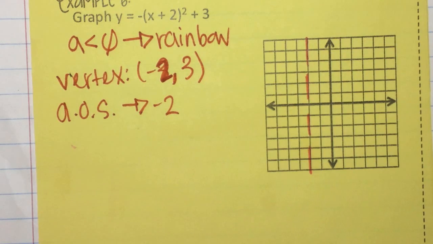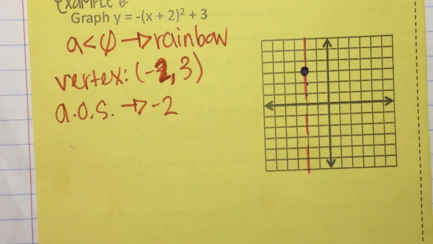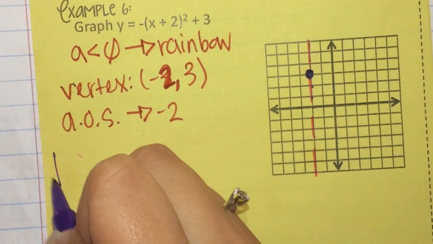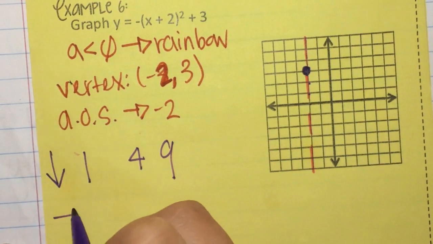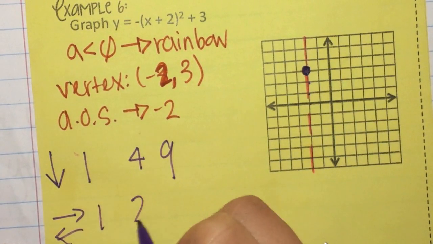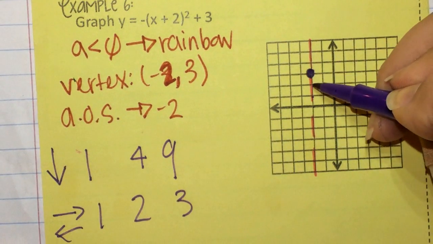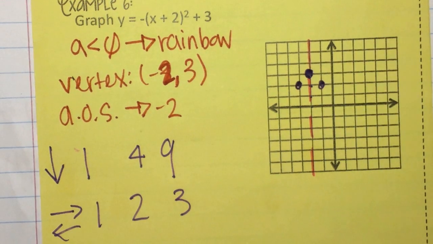And then we're going to go left 2, up 3. So I always say we have to go down. Now the down is on the perfect squares because it's negative. So you're going to go down 1, 4, 9. And you're going to go left and right 1, 2, 3. So from our vertex, you go down 1, right 1, down 1, left 1.